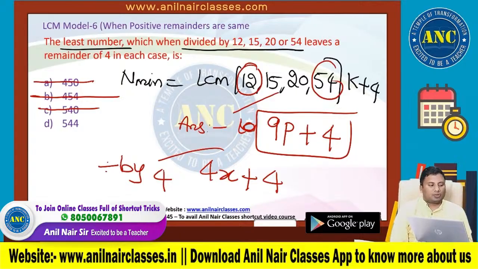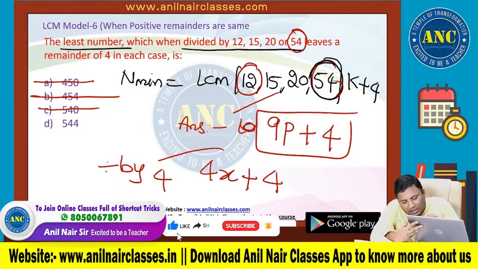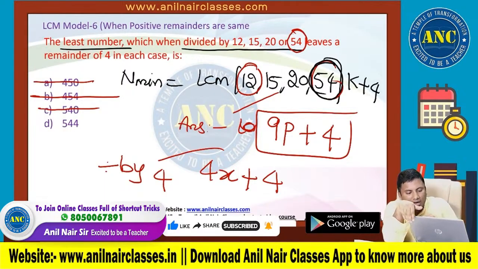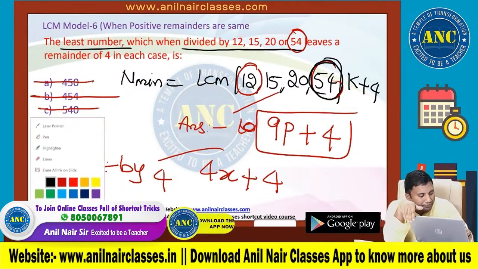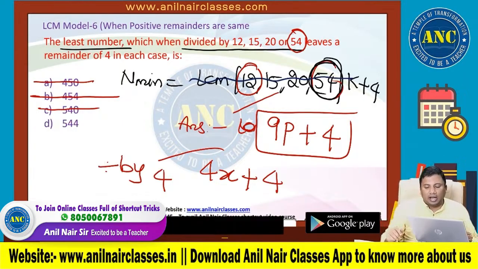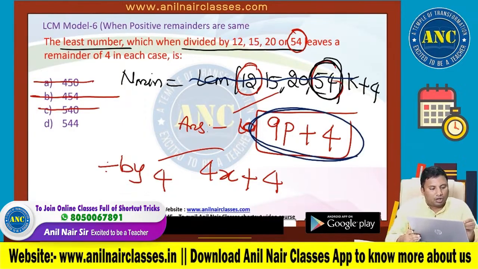544. Again I am explaining. The LCM of 12, 15, 20 and 54. The catch in this question is 54. In the morning 7 a.m. class we discussed: if one number's digital sum is 9, the answer's digital sum should also be 9. So the answer is 9 into something plus 4.